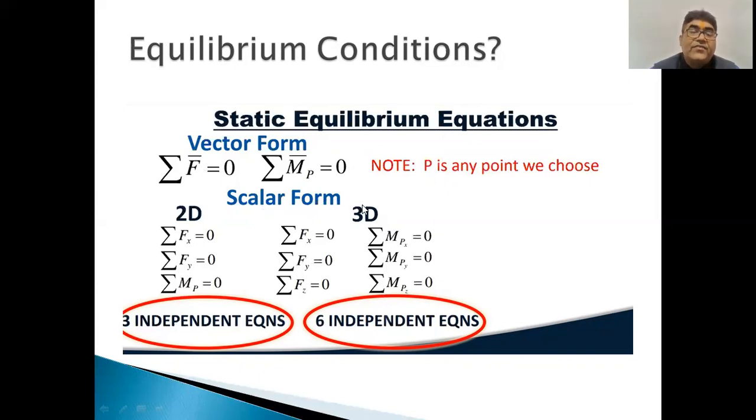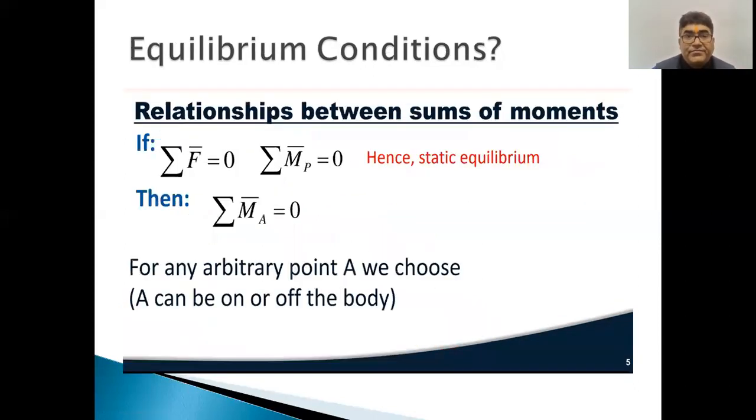And in 3D form, summation of Fx is equal to 0, summation of Fy equal to 0, and summation of Fz equal to 0, as well as summation of all the moments about axis X equal to 0, about axis Y equal to 0, and about axis Z equal to 0. In 3D form, we have 6 independent equations, and we can very easily solve the variables which are given in the question, up to 6 independent variables.